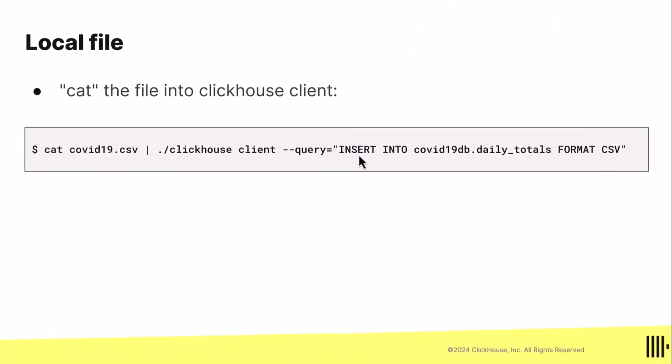And then you can specify a query. Whatever you cat, see I'm catting this CSV file, you just have to insert it into whatever table you want. And here I specified the format was CSV, but I bet I didn't have to do that because the inference would have figured that out.